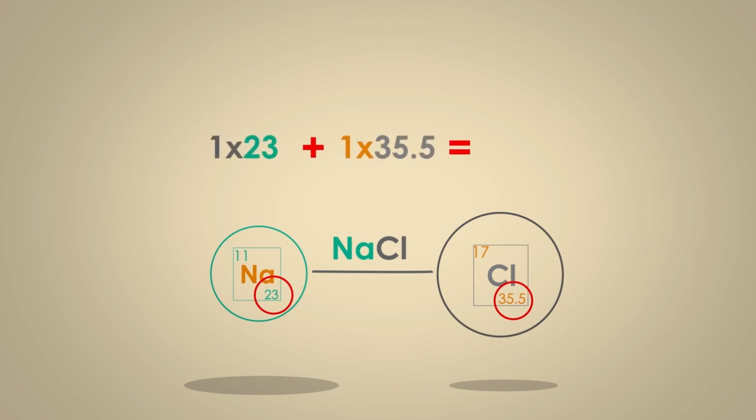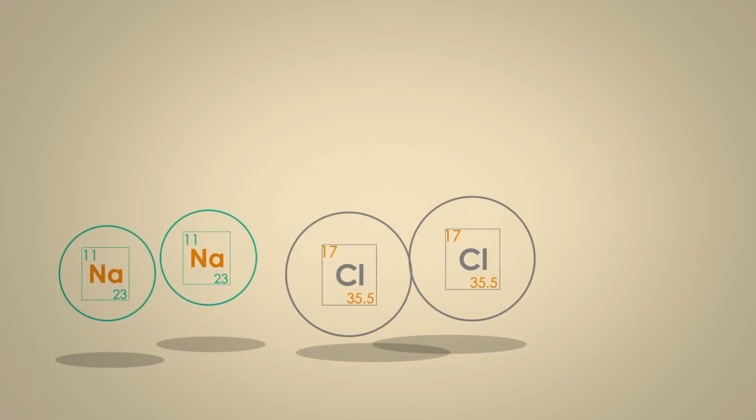The molecular mass of sodium chloride is 58.5 grams per mole. Did you get that right? Don't forget your units. Moles tell us how many particles there are, not how much is in them.